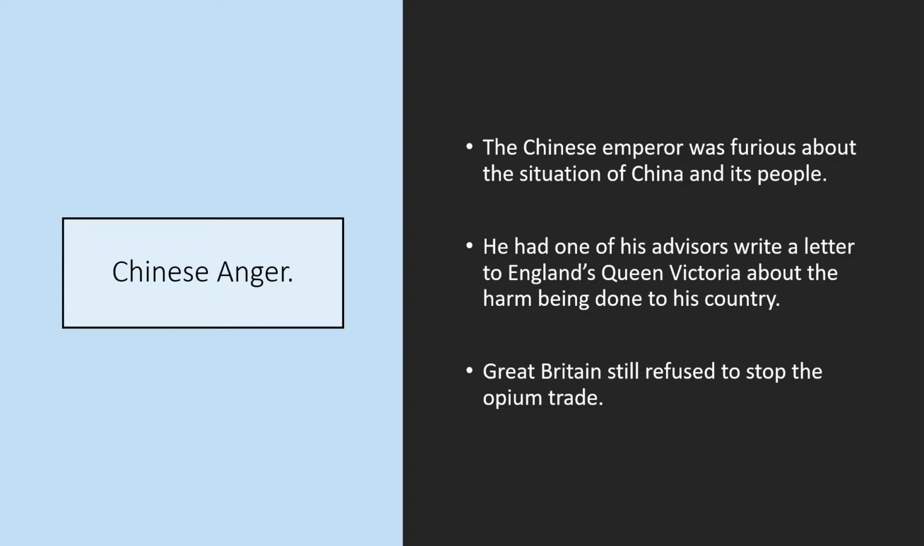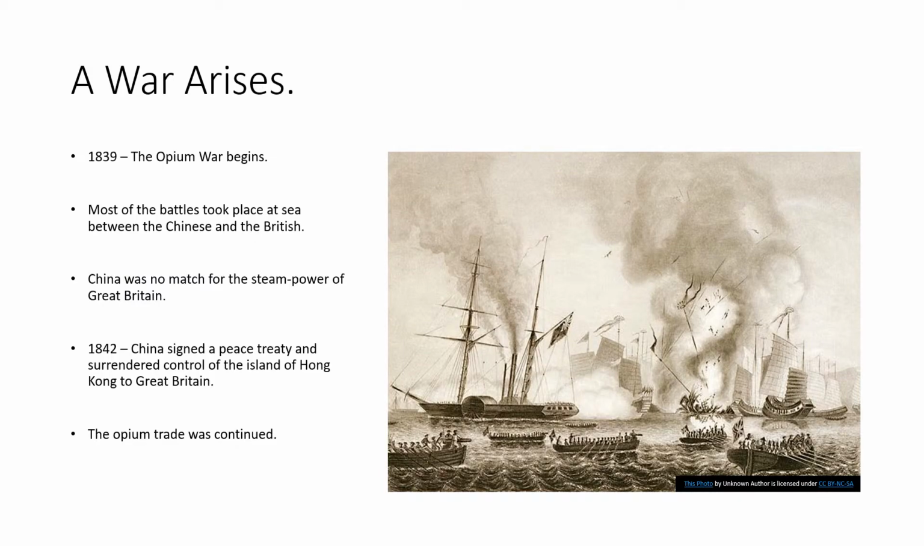He had one of his advisors write a letter to England's Queen Victoria about the harm being done to his country. But despite this letter, Great Britain still refused to stop the opium trade. So we're going to have a war that arises. In 1839, the Opium War begins.